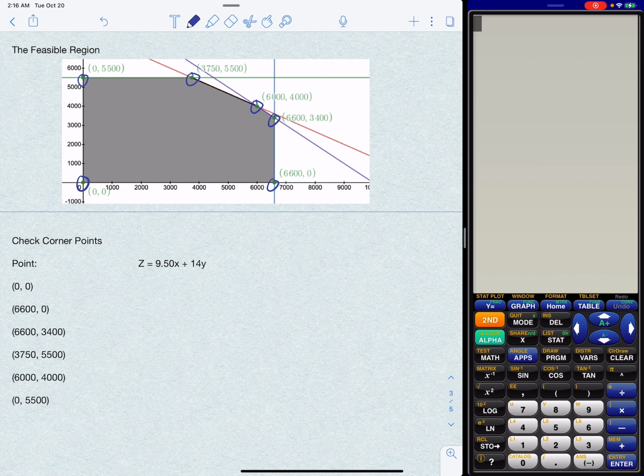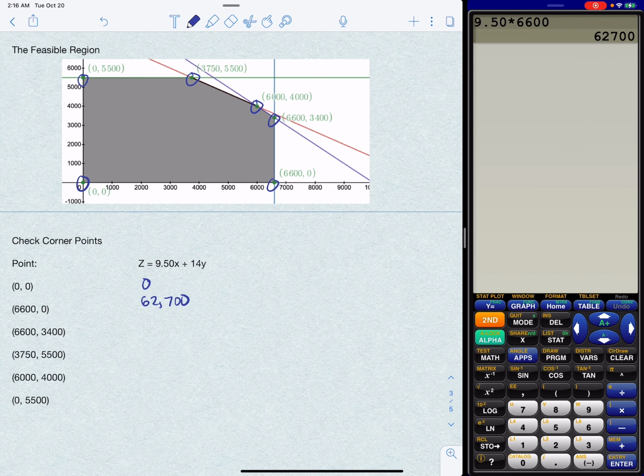Okay? And to be completely honest, we do know that we don't have to check some of these. For example, 0, 0 in a maximization problem, I already know that I'm going to get 0. So that's done. 6,600 comma 0. Well, yeah, I know I'm going to get a bigger profit out of that because I increased X. So this is 9.50 times 6,600, plus 14 times 0. So the profit at that level is 62,700.